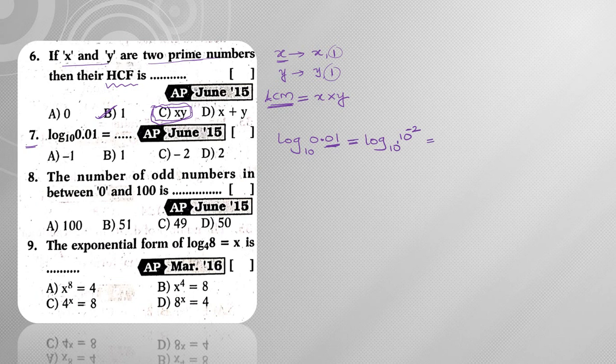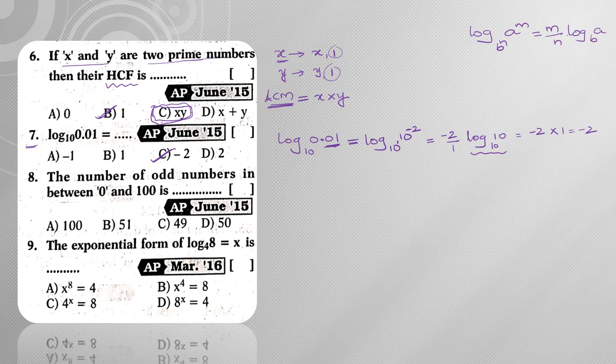Now using the power rule. What is the power rule? Always remember this: log a^m to the base b^n can be written as m by n into the logarithm of a to the base b. From this we can write it as -2 by 1 into log of 10 to the base 10. Already we know log 10 to the base 10 is 1. So -2 into 1 is equal to -2. Hence the answer is -2.